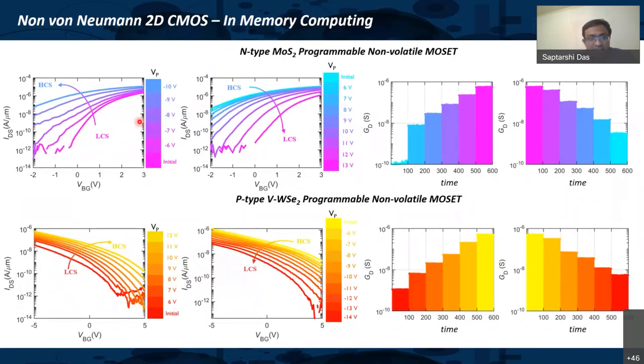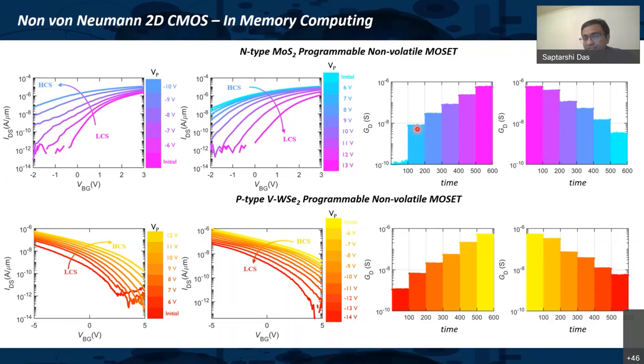What I'm showing here is that by applying some negative voltages to the transistor, you can program the device from a low conductance state, the pink curve, to the blue curve, which is the high conductance state. Similarly, if I apply positive voltages, I can take my device from a high conductance state to the low conductance state. And this is nothing but storing different weights in your neural network. You have heard about artificial neural networks where you have different weights, which are multiplied and added, and then applied to some activation function. Here, these devices act as synapses because they can store different weights, which is nothing but the conductance value. And once you store those weights, they have to be non-volatile.